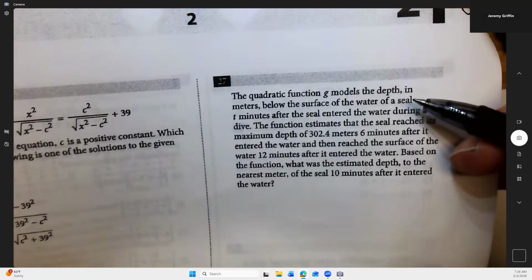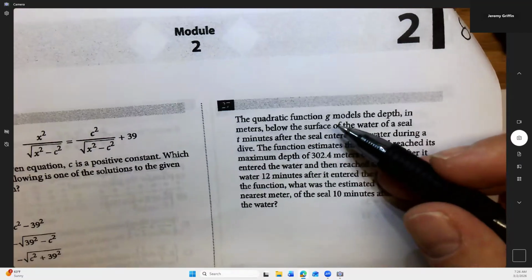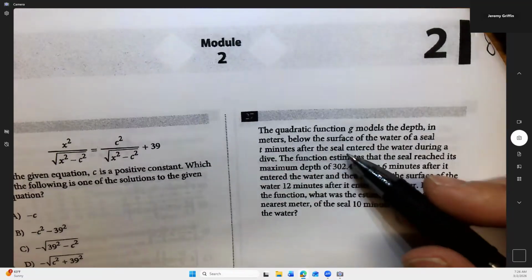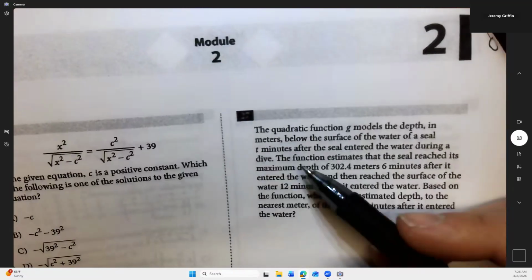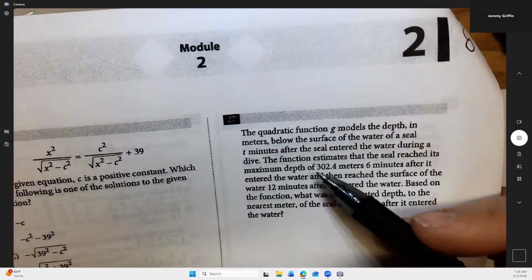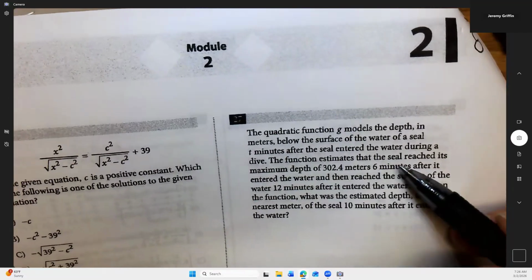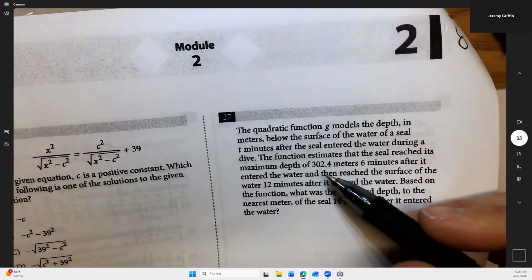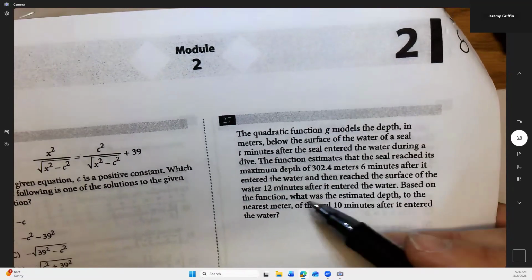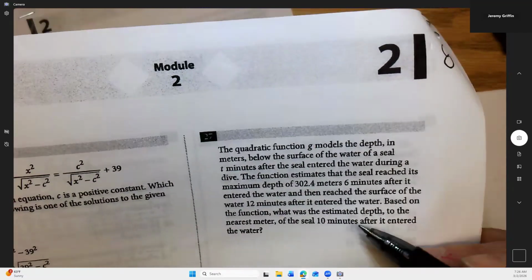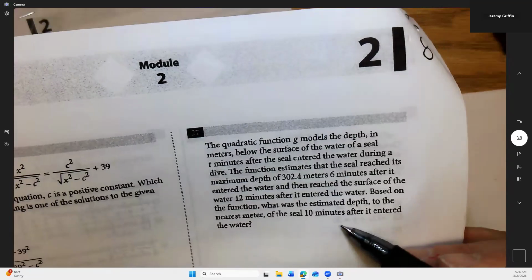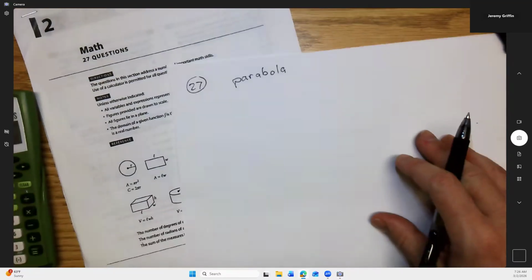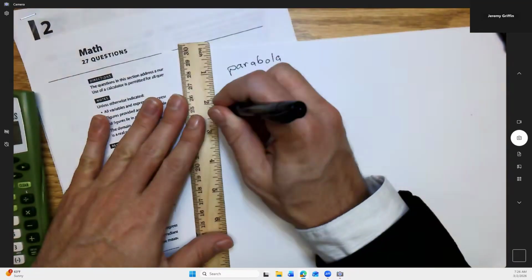Model is better. They're calling it G. I'm going to change that to H for height or maybe D for depth or something. G models the depth in meters below the surface of the water of a seal T minutes after the seal entered the water during a dive. The function estimates the seal reached its maximum depth of 302.4 meters at the 6-minute mark. And then it came back to the surface at the 12-minute mark. Based on the function, what's the depth of the seal at the 10-minute mark? Ooh, so I do want to draw that up. All right, let's go.